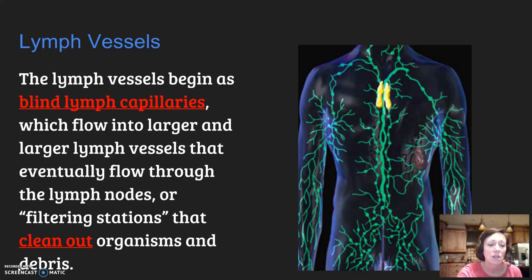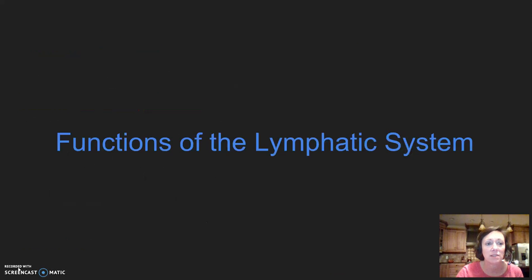It filters the blood and cleans out organisms and debris. So look in this diagram. You see the green lines and then you see the little bulging green areas. Those little bulging areas are where your lymph nodes are located. They're like chains of lymph nodes all through your chest and under your arms and, like I said, in your throat, so that when you go to the doctor they assess for sickness by feeling to see if they're swollen. Because each one of those nodes is a filtering station. As the lymph fluid pulls through there, it filters out harmful substances.